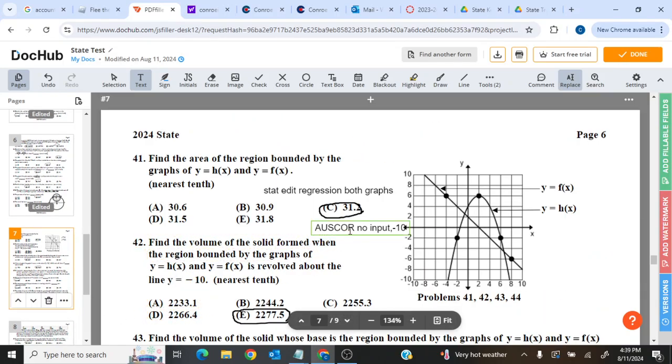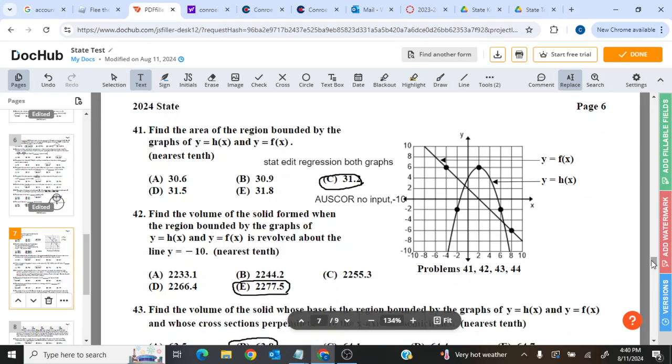41, find the area of the region bounded by these two graphs. Well, what you do is you stat edit and regression both of the graphs. You should know how to do that by now. Stat edit, and then calculate linear regression and quadratic regression. Store them in y1 and y2. And then do OXOR, we don't need input. The calculator will find the intersections just fine.